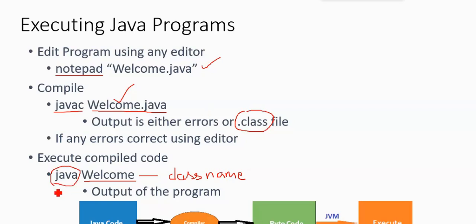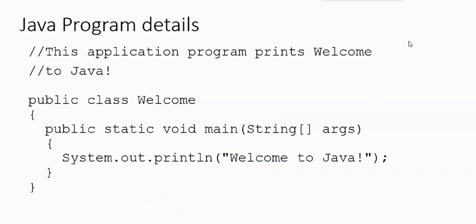So while executing that program using the Java interpreter, we write java followed by the class name, and do not specify the .class extension. Just specify the class name. It will look into that class and execute it. So this point we discussed in the last class, and apart from that, we discussed more details about the program.